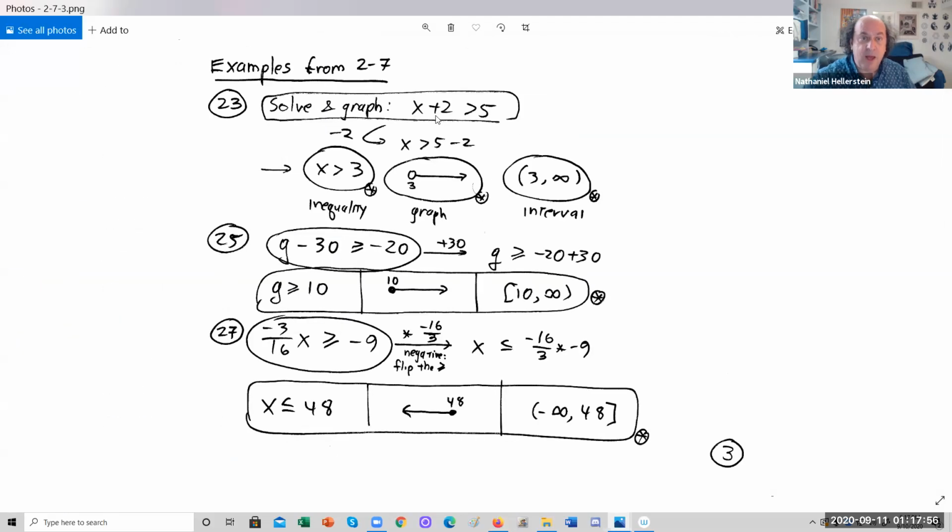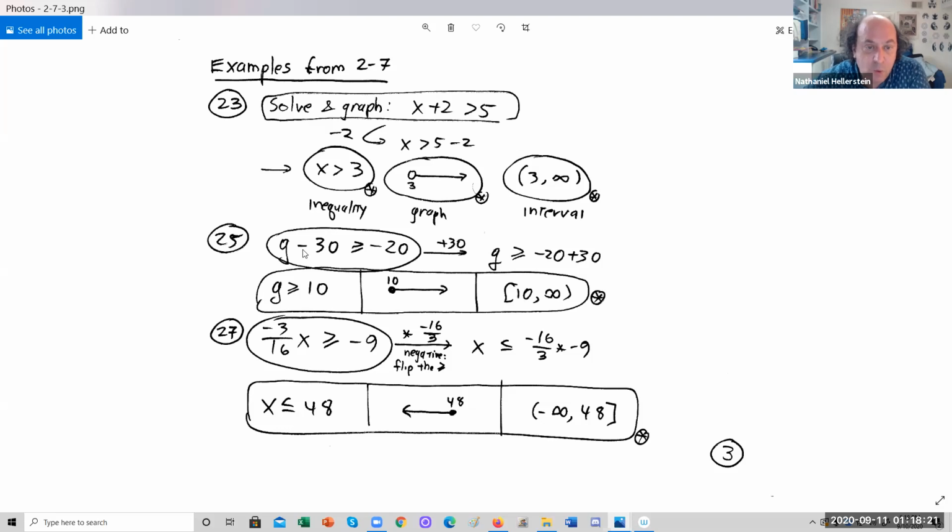All right, now here we have some inequalities to solve and graph. X plus 2 is greater than 5. To solve it, we subtract 2 from both sides, and that keeps the inequality in the same direction. So x is greater than 5 minus 2, so x is greater than 3. It's the right half of the line, not including 3. We denote that by the interval from 3 to infinity, round bracket at both ends.